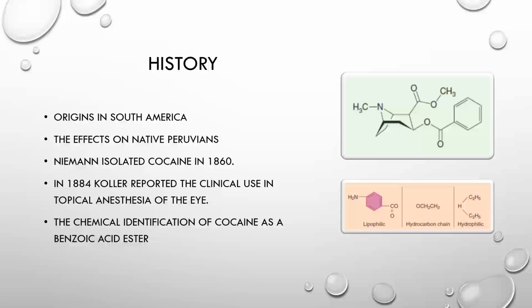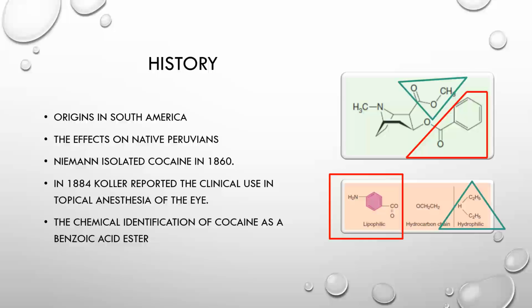Here you can see the chemical structure of cocaine on top and the base map of local anesthetics on the bottom. You can see the lipophilic side of the local anesthetic here that contains the aromatic ring, and this is the hydrophilic end that is bound to the hydrocarbon chain.